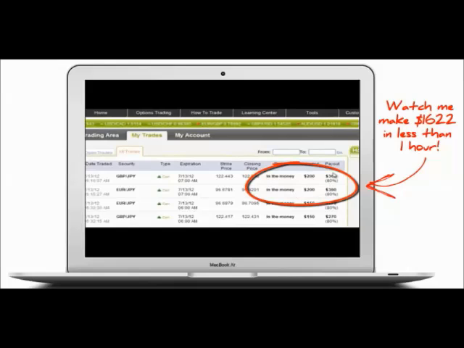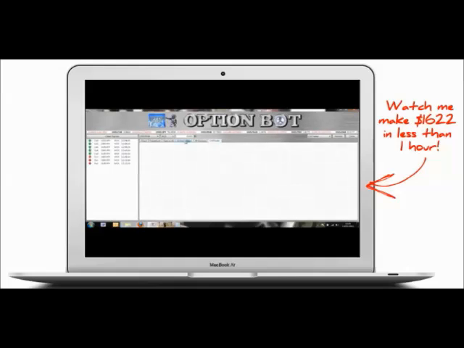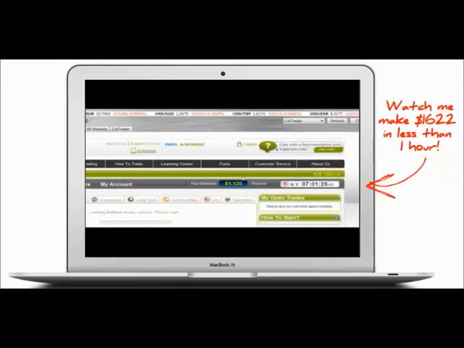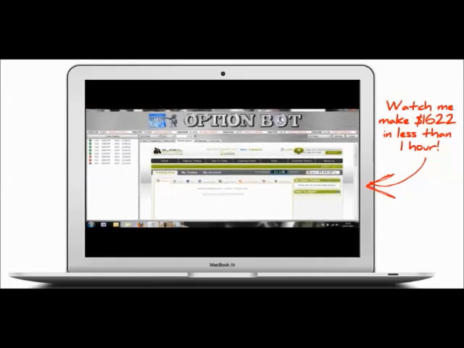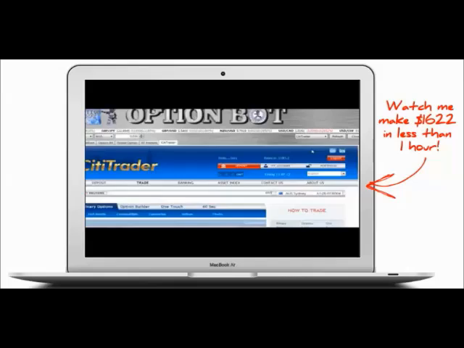Okay, so I'm back, and you can see that both trades were successful. I'm showing a profit on Global Option, which has pushed the balance from $800 to $1,120, as you can see here. With CityTrader, I now have a balance of $1,081.30.